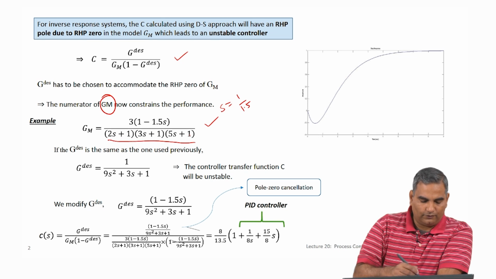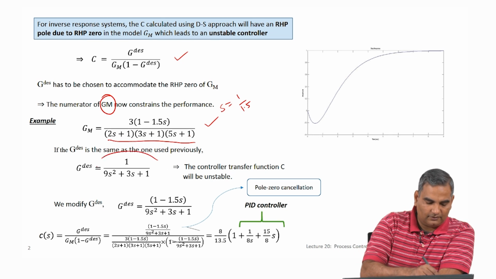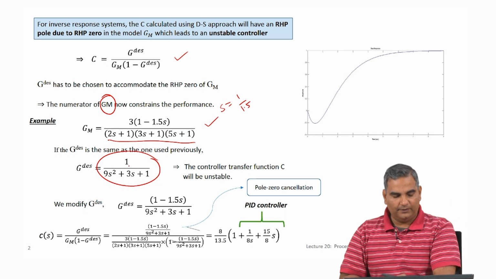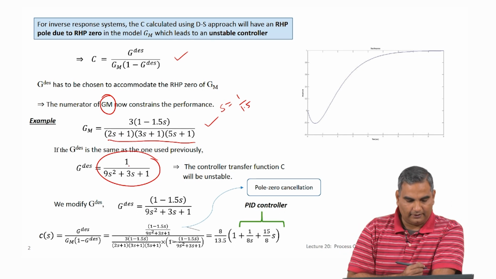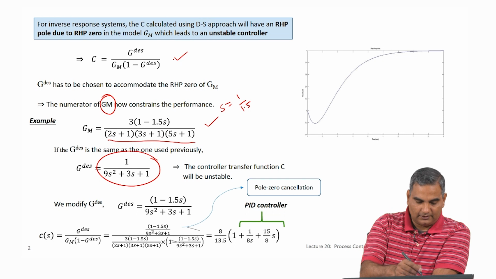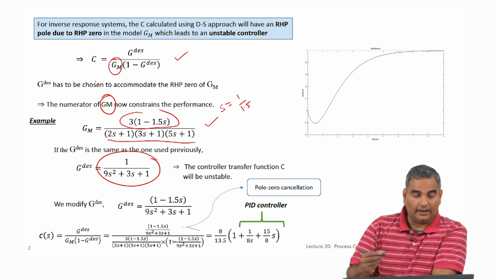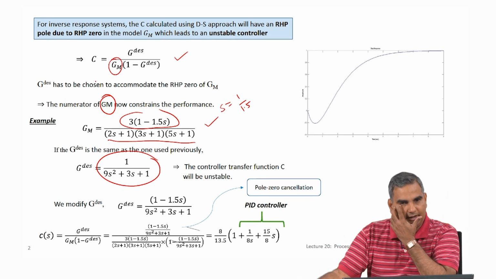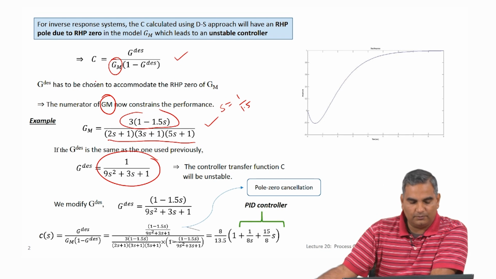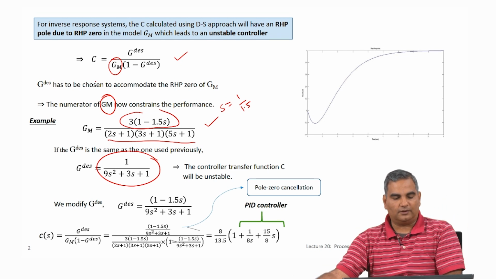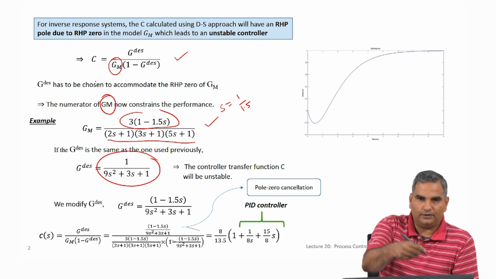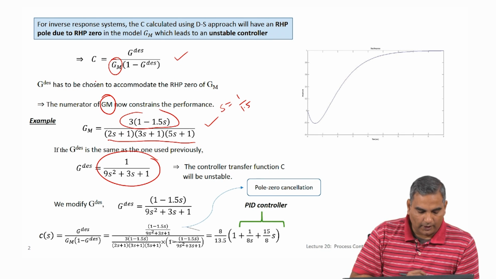Okay. Now, if I use this G desired, which I have chosen here for example, and then go ahead and compute this C, you will see that this C will become unstable because this will go into the denominator. So, I have in the denominator polynomial a right half plane pole which will make the controller unstable. So, this is something that we need to avoid. This is what we talked about till now. So, how do I avoid this?